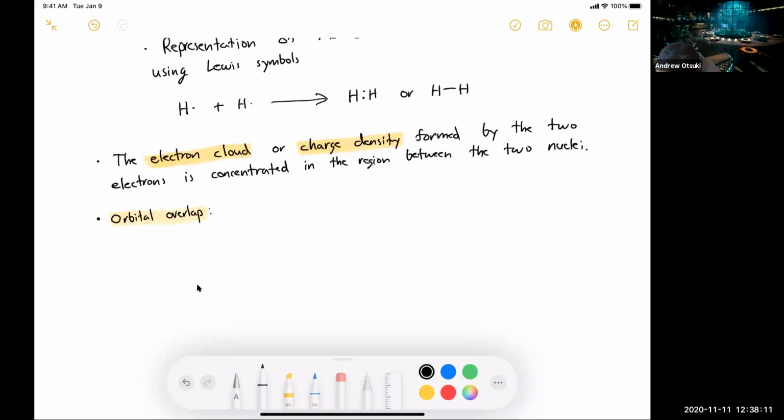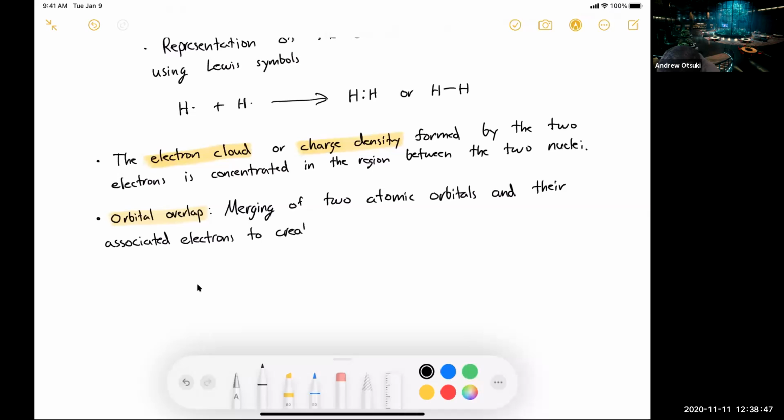Orbital overlap is the merging of two atomic orbitals and their associated electrons to create a covalent bond.